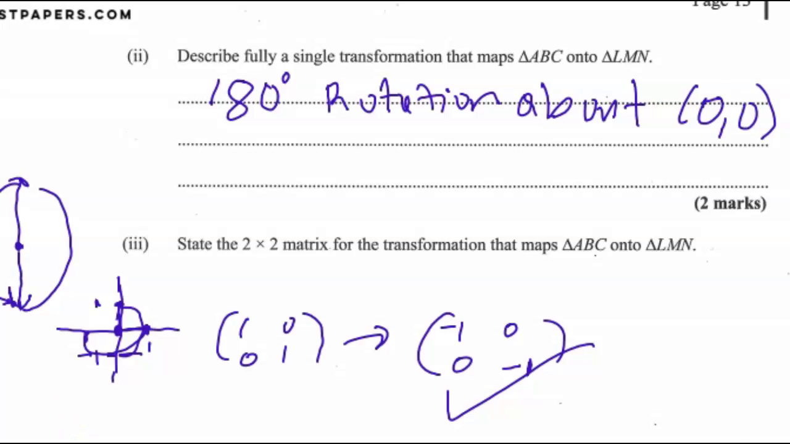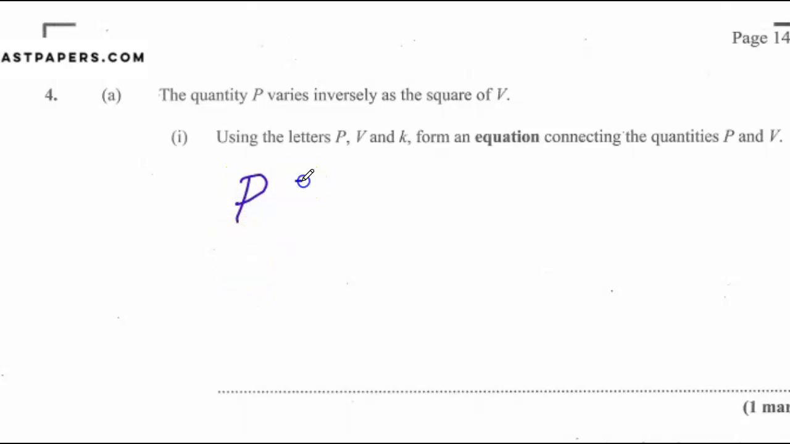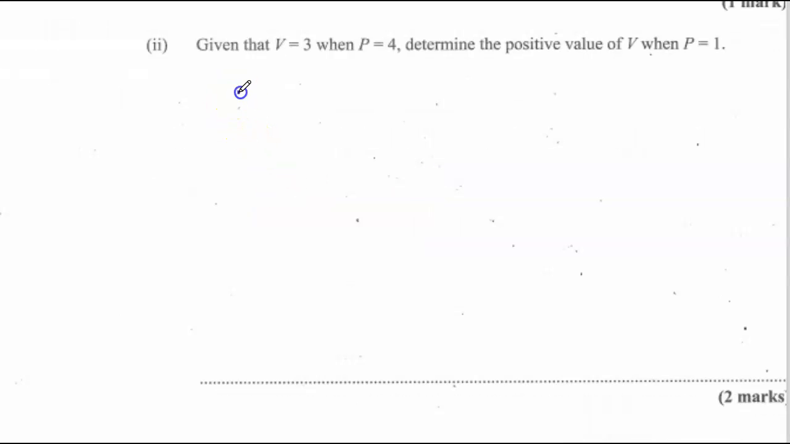So P varies inversely as the square of V. So P is equal to K over the square of V, which is V squared. So that's the equation we'll use. We are told that V equals 3 when P equals 4. So, remember, P equals K over V squared. So we substitute. P is 4.